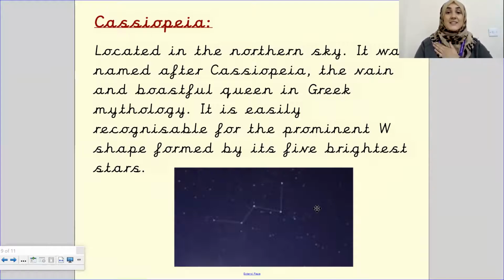Cassiopeia. Located in the northern sky, it was named after Cassiopeia, the vain and boastful queen in Greek mythology. It is easily recognizable for the prominent W shape formed by its five brightest stars.